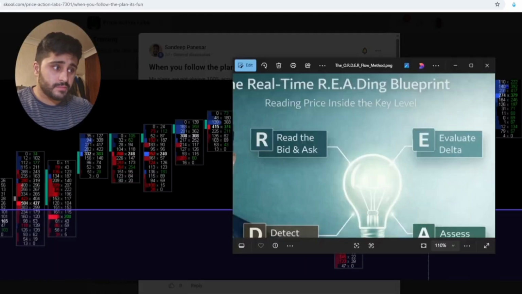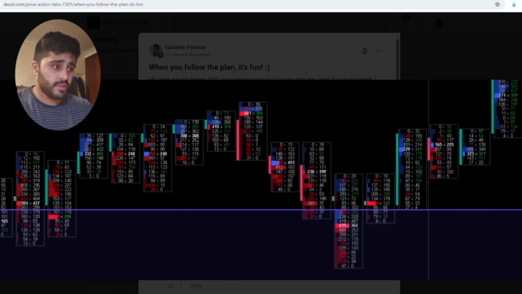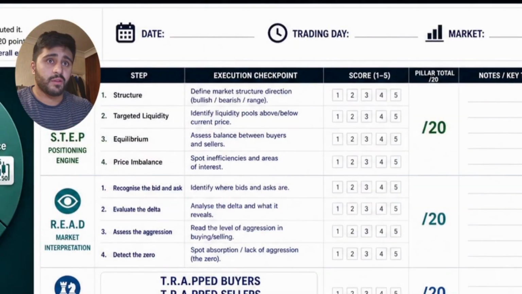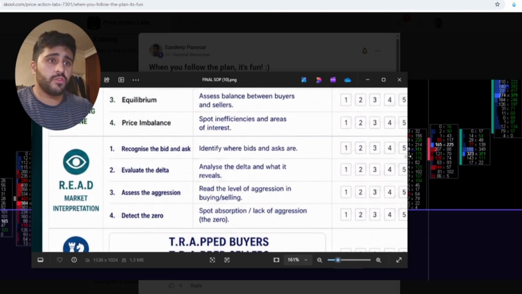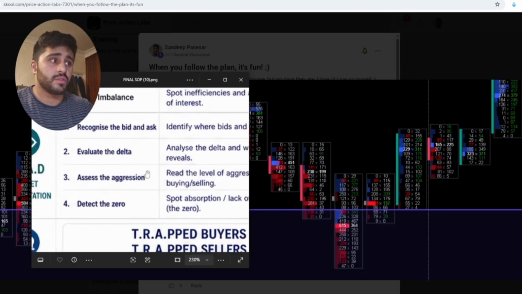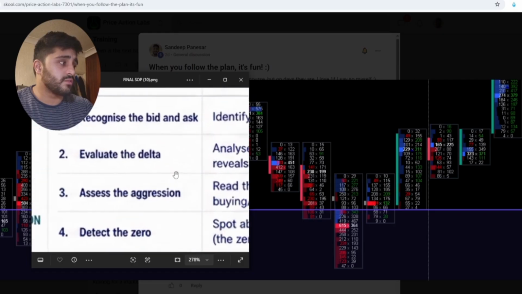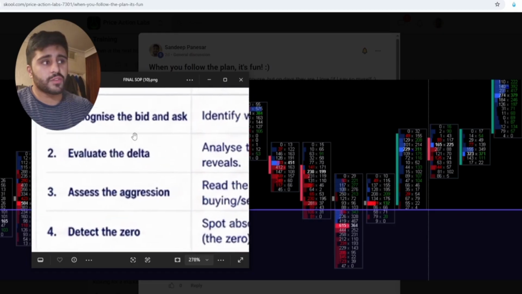Okay, so let's do this, right? Let's take out our SOP and let's see how we do this. Again, this is what traders use live when they're trading. So if you want to read the market or understand what it's doing, you want to go through these four boxes, right? So recognize the bid and ask. Notice how this spells out READ, read.